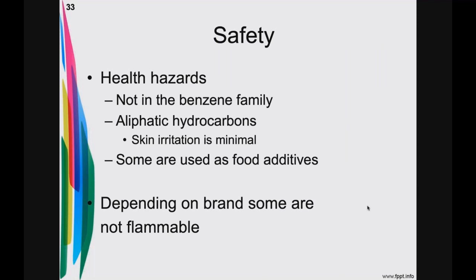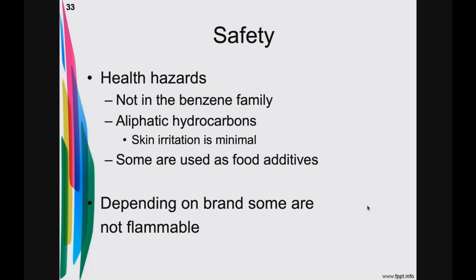Safety-wise, except for chloroform, which we know is carcinogenic, the limonenes and the aliphatic hydrocarbons, neither one of those are in the benzene family, which is what xylene is in. The aliphatic hydrocarbons are a skin irritant. And the reason why it's a skin irritant is because it's soluble with lipids. It can dry out your skin. You've got oils on the surface of your skin, so they're going to dry out, all right? That's why they're a skin irritant.